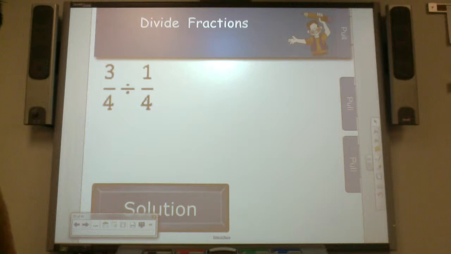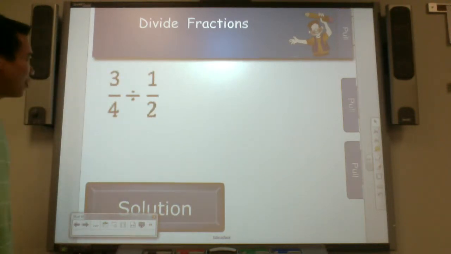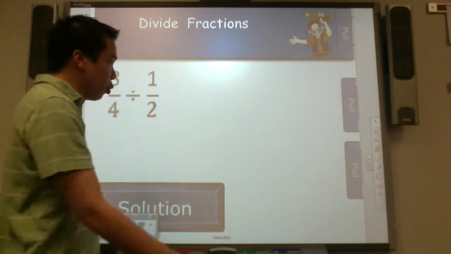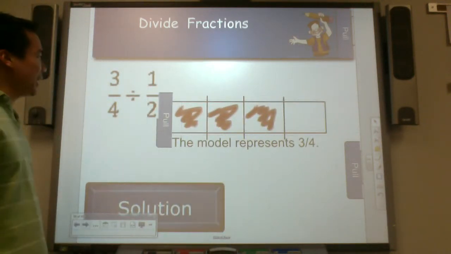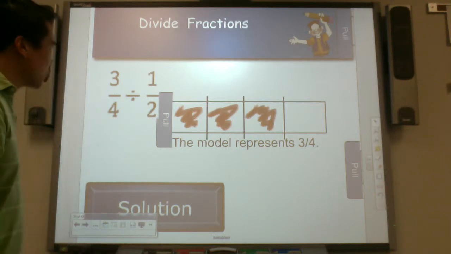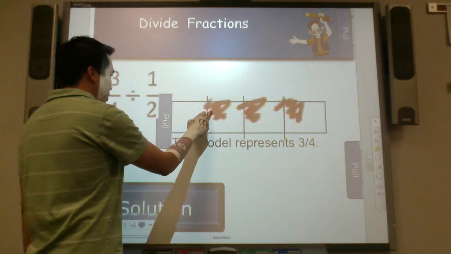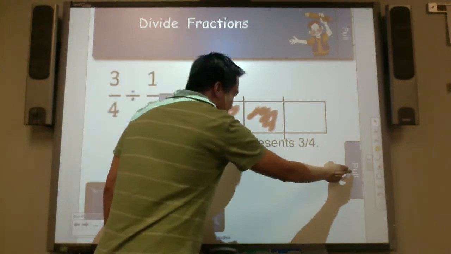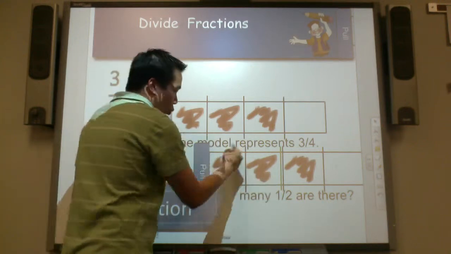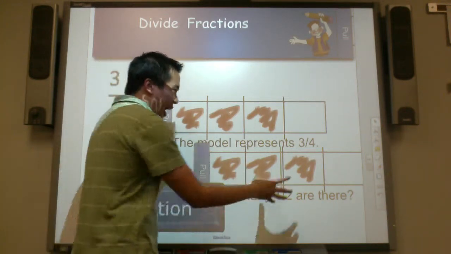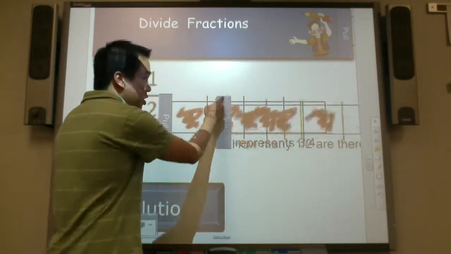So let's try solving these now. Let's go to this one. How many halves go into 3/4? Here is 3/4. How many groups of halves go into here? So this model represents 3/4. In this one, it's one group of 1/2 and a half. I believe the answer is going to be 1 and 1/2 from this picture model.